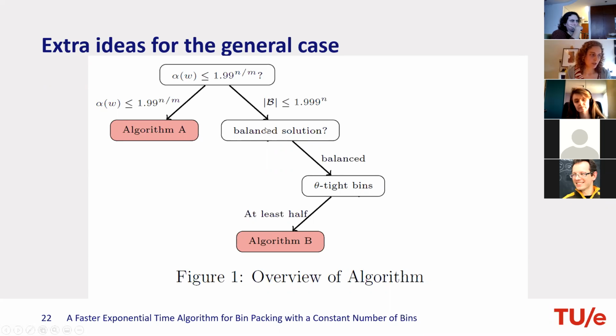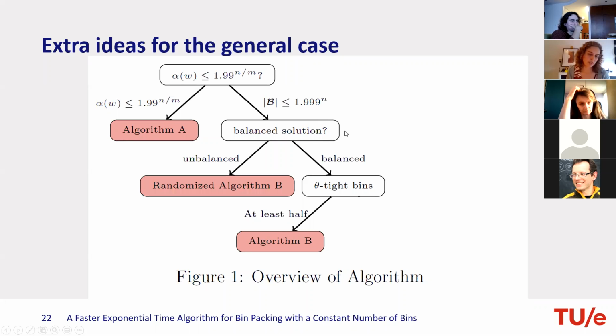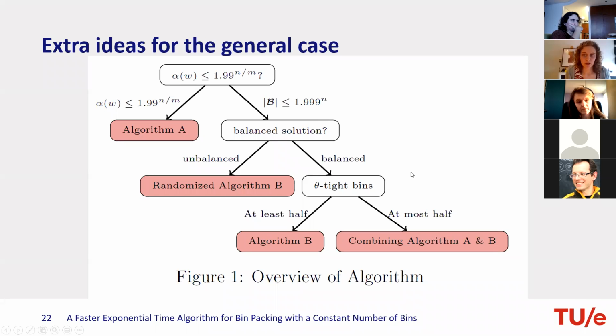But we still have these two assumptions, like what happens if we don't have a balanced solution. If we don't have a balanced solution, we can actually modify algorithm B in such a way that we're just going to guess the sets. And because it's unbalanced, we have a high probability that we're going to guess the right sets. In such a way, we can still use the same algorithms actually. However, if it's balanced, but we have a lot of bins that have a lot of slack, like there's a lot of space left, then we need to do something a lot smarter.